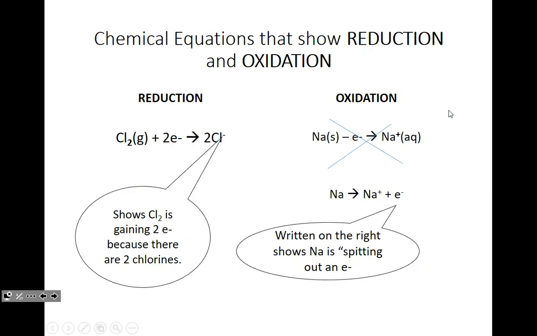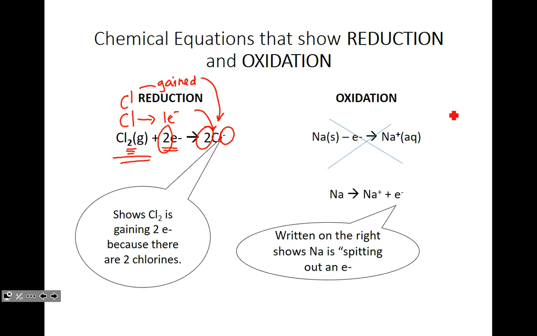Moving on, here we have just an idea of how we show reduction and oxidation. Again, with the same example, we have chlorine gas. Because it got this little negative charge here, we say that it gained electrons. Why is there a 2 here? Because it gained 1 electron for each chlorine. It gained 1 electron to become Cl minus, and it gained 1 electron here to become Cl minus. So that's where the 2 comes from, because it's for each of the chlorines. So it shows the chlorine is gaining 2 electrons.